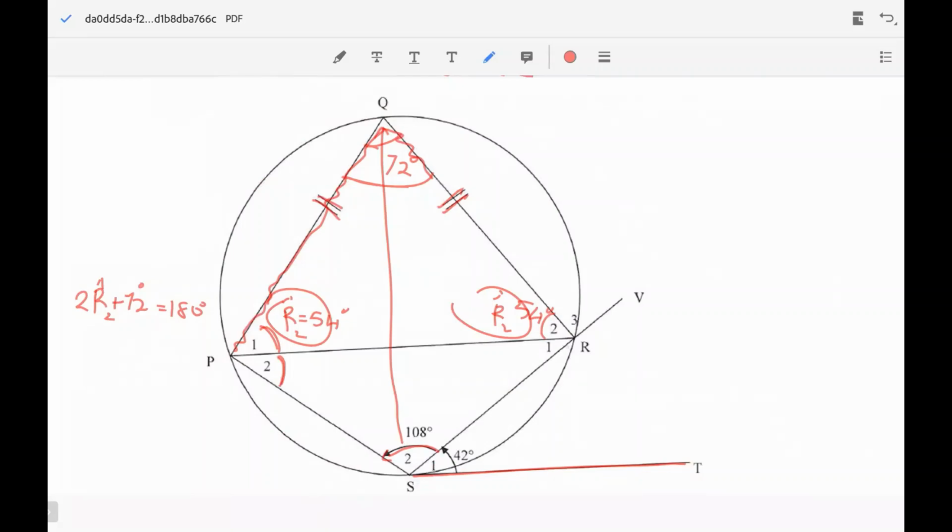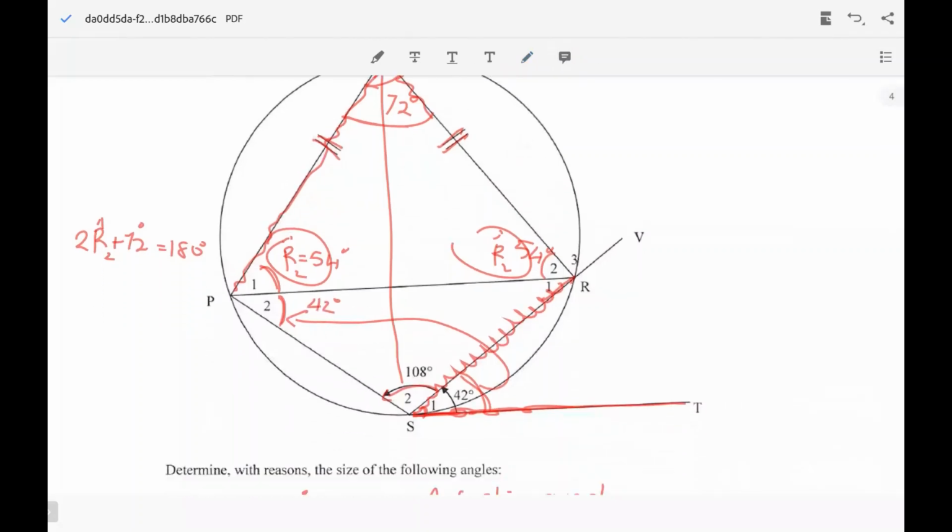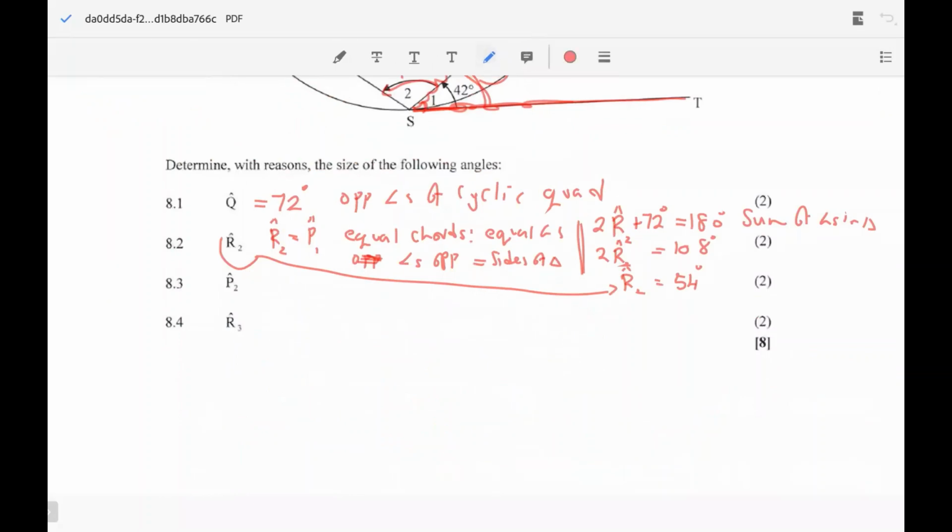P2 is subtended by chord SR, and then SR meets a tangent at point S. So according to the tan chord theorem, angle S1 should equal angle P2. So which means that our P2 is also 42 degrees, and the reason is tan chord theorem.